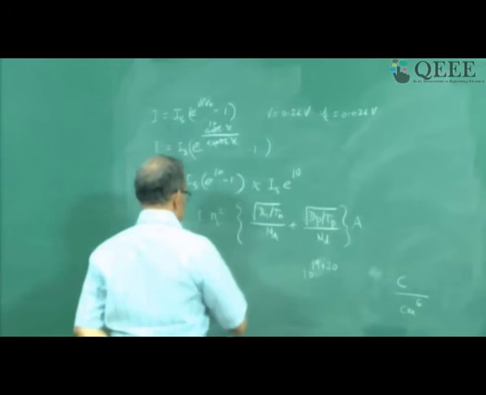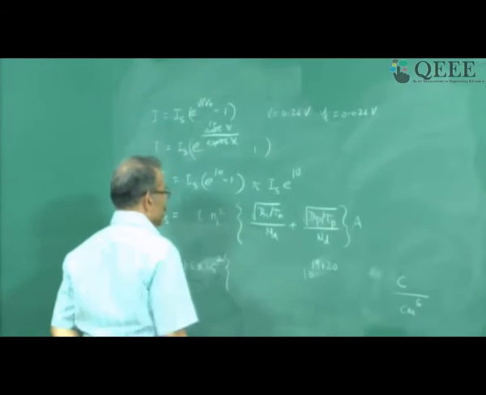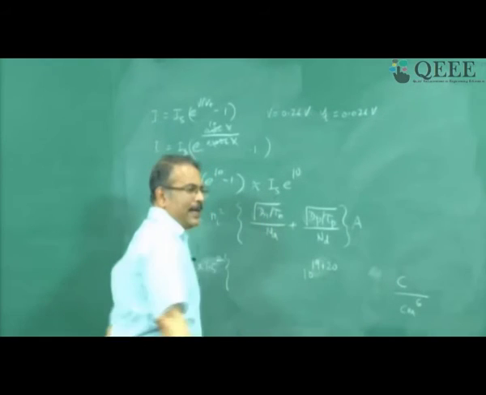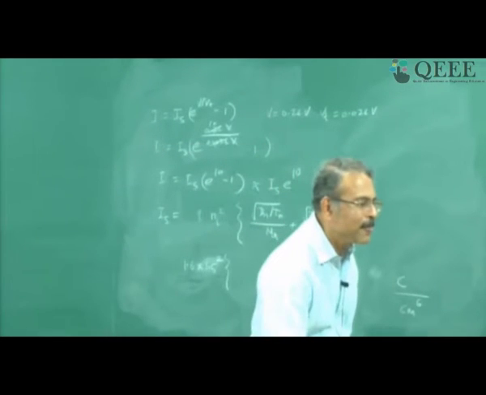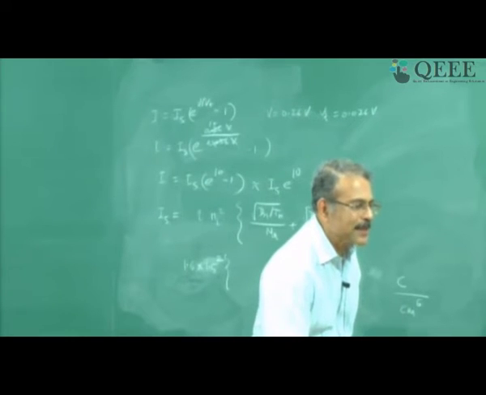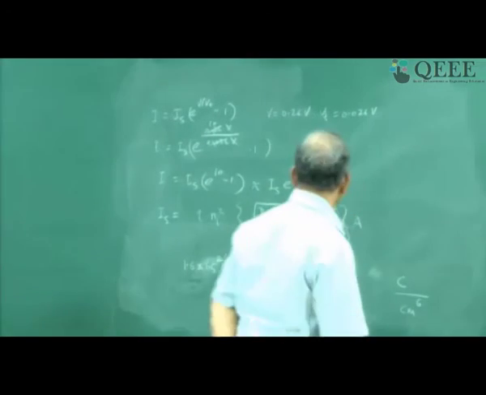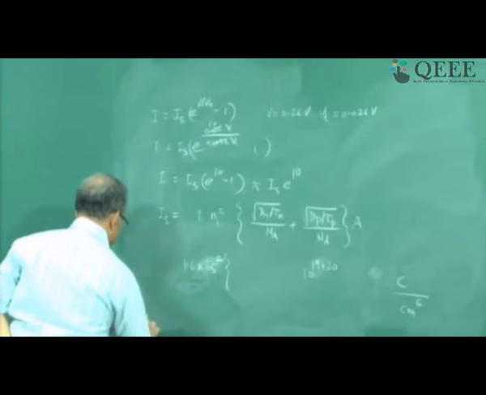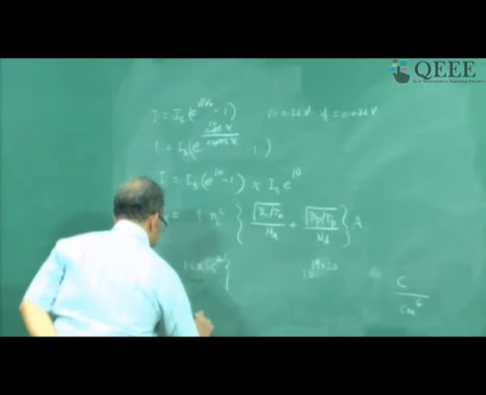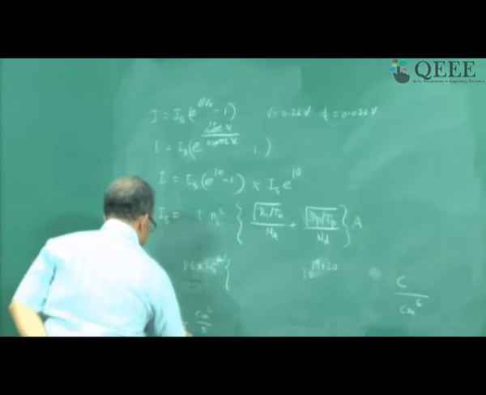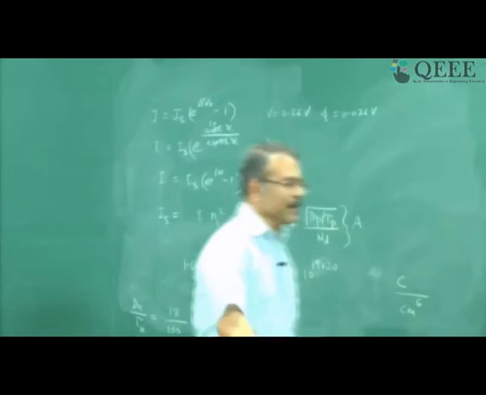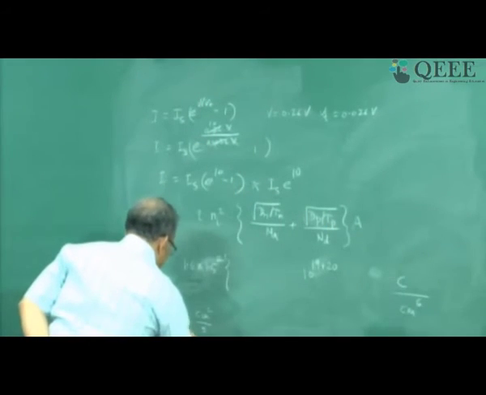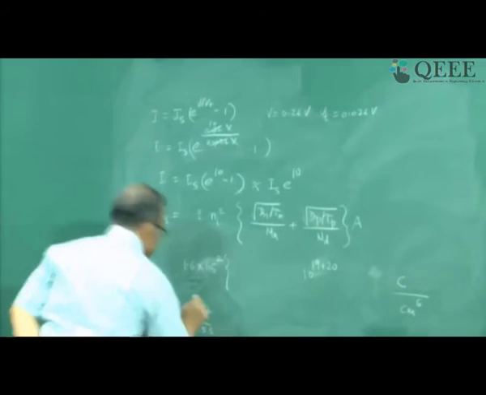Okay, now I enter inside the square root of Dn by tau n. Dn is given as 18 centimeter square per second and tau n is given as 100 nanoseconds. So maybe I can do that calculation separately. Here Dn by tau n is equal to 18 centimeter square per second divided by 100 nanoseconds, so 100 into 10 power minus 9 seconds.